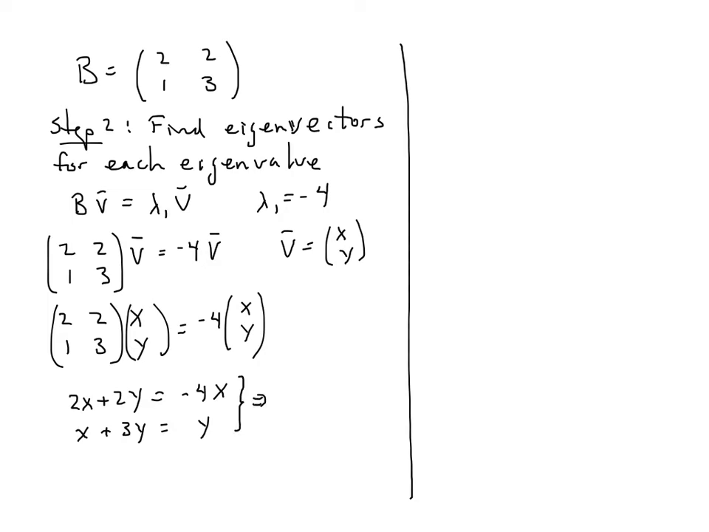Moving the 4x to this side and moving the y to this side, I get two redundant equations. I'll have a negative 2x plus 2y equals 0, and I'll have an x minus y. I don't like this.